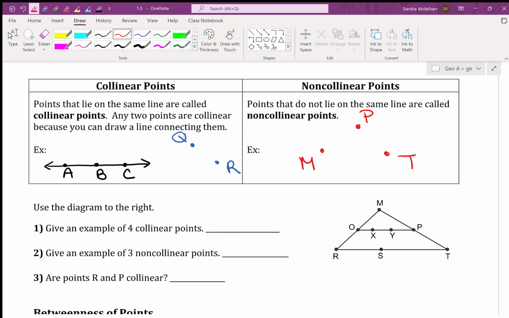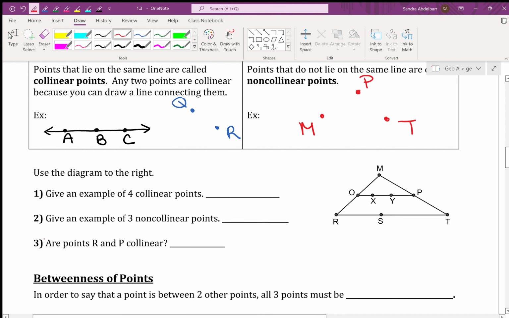All right, we're going to skip all these questions except number 3, and we're going to take a vote right now. So it's going to be thumbs up or thumbs down, okay? Are points R and P collinear? Thumbs up if they are, thumbs down if they aren't. Thumbs up or thumbs down? Thumbs up. All right, they are collinear.